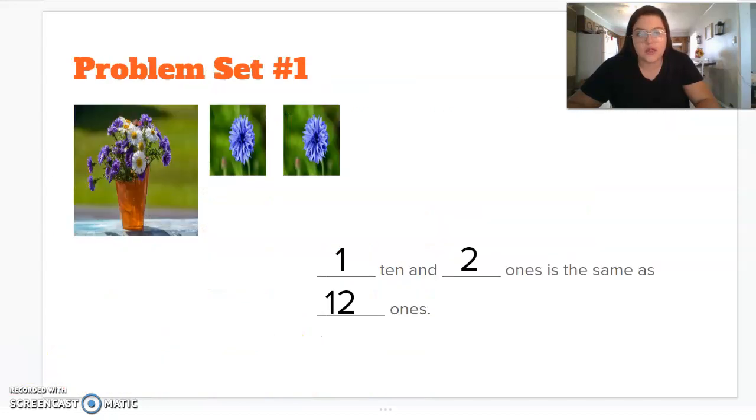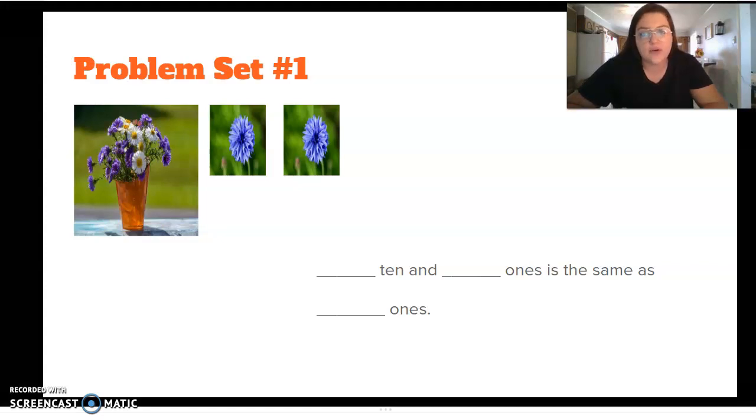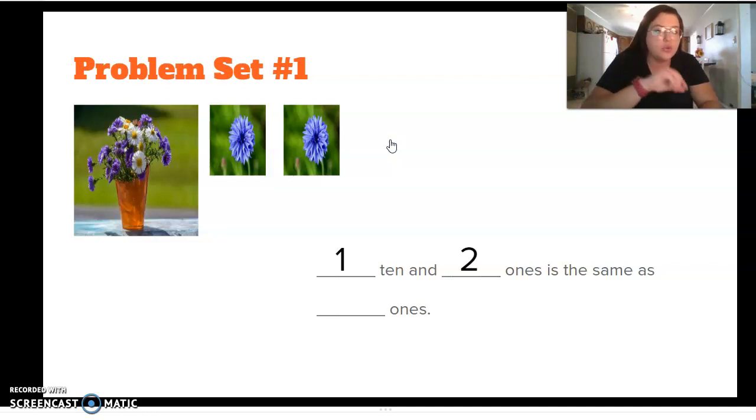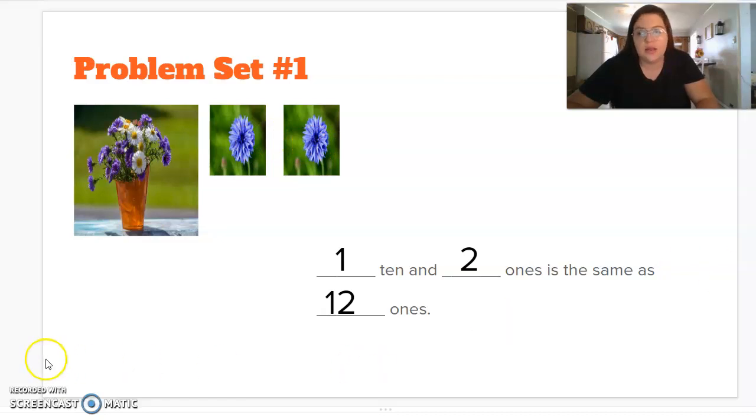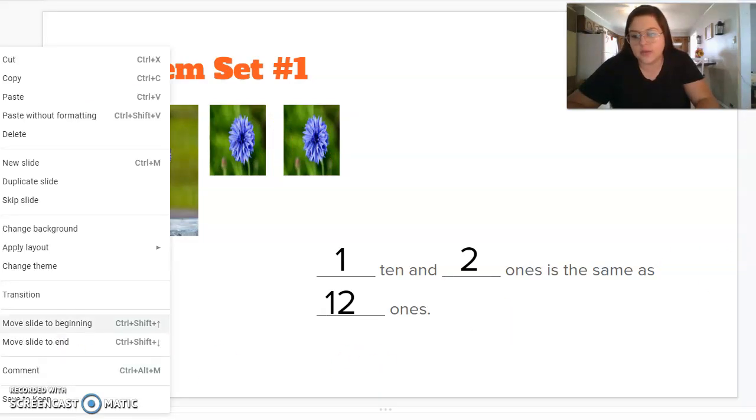Okay, now let's move on to our problem set. This is the first problem that we're going to go over on the problem set for number 1. So if you have 10 flowers here and 1, 2 flowers here, how many tens? Well, 1 ten. How many ones? 1, 2. 2 ones. 1 ten and 2 ones is the same as what number? 12, because if we counted 10, 11, 12. Okay, that's what some of your problems for your problem set are going to look like.